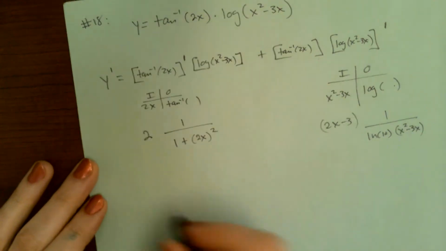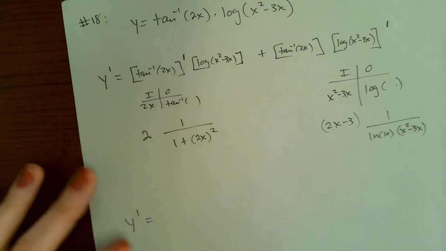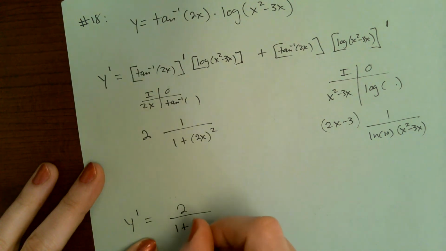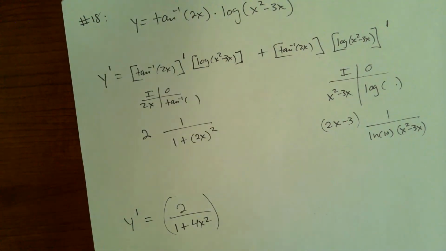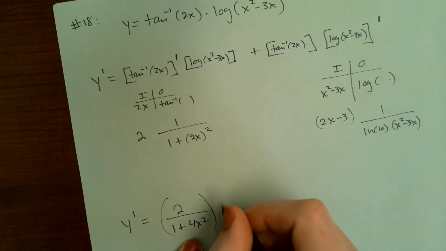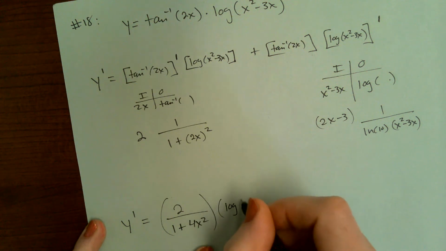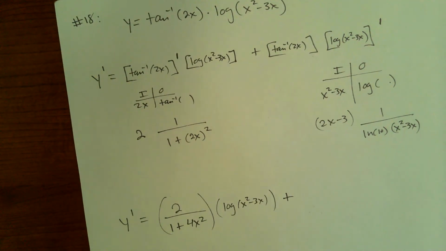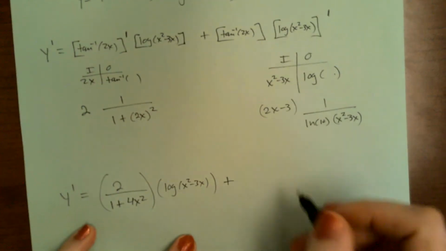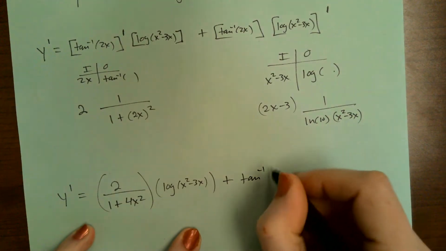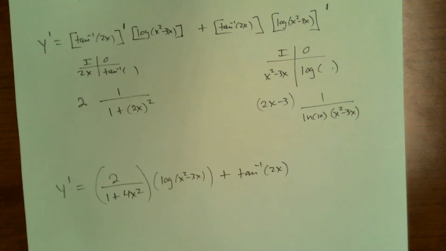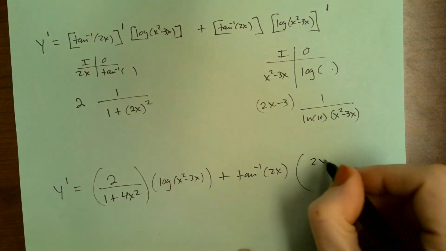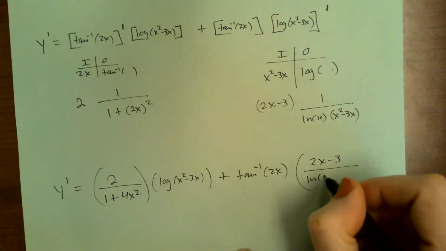So y prime equals, so this is the derivative of that first thing, 1 plus 4x squared. And then I just carry down this log of x squared minus 3x, plus inverse tangent of 2x just comes down. And then the derivative of this is 2x minus 3 over natural log of 10.